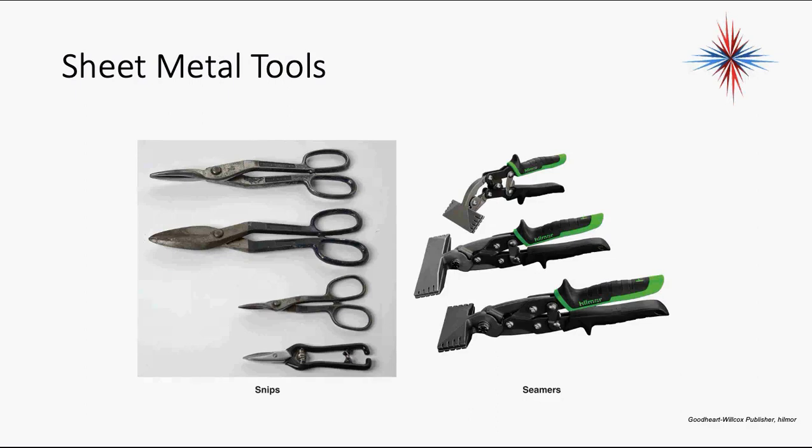Sheet metal tools, again covered in a future course, are snips and seamers. Snips are one of the things you'll love to hate because you'll cut your fingers open if you don't use gloves, because sheet metal is sharp. Snips a lot of times can give some really sharp corners. Seamers allow you to bend sheet metal in different directions so you can put things together. You can create different patterns on it, boxes and ductwork.